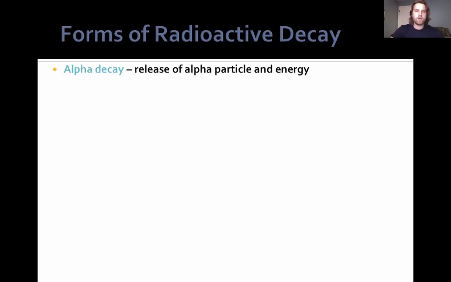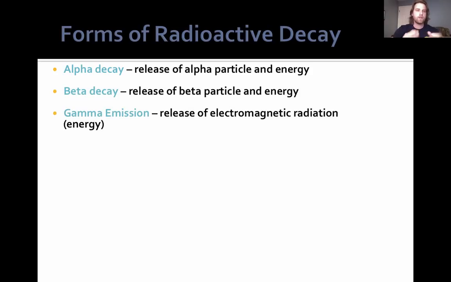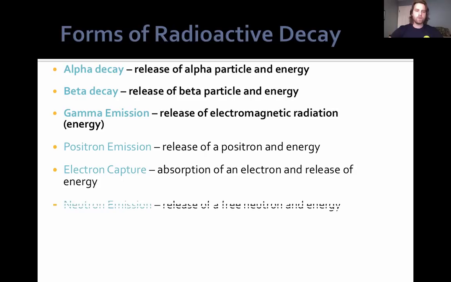So what are the forms of radioactive decay? We have three main ones that we are going to look at here: alpha decay, beta decay, and gamma emission. In alpha decay, you release an alpha particle and energy. Beta decay releases a beta particle and energy. Gamma emission is just a release of energy, with no particle associated with it at all. The other three are positron emission, electron capture, and neutron emission. You can look at those definitions for your own research.